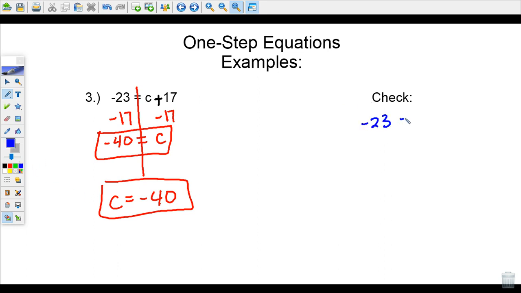Copy the original, negative 23 equals c plus 17. Instead of c plus 17, we're going to change it to negative 40 plus 17. So copy my negative 23. Over here, I just need to evaluate. They're different signs, so I'm going to subtract and get 23, but it's negative because there's more negatives than positives, and I can see negative 23 on both sides, which verifies that my answer of negative 40 is correct.